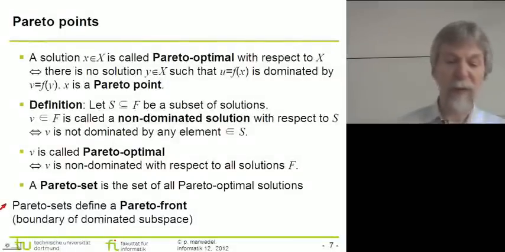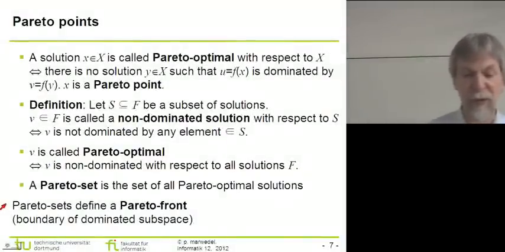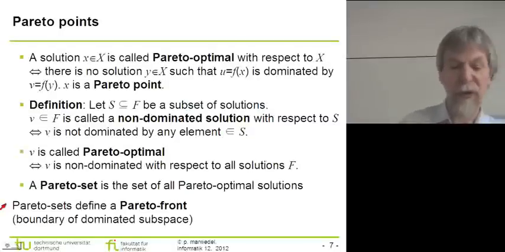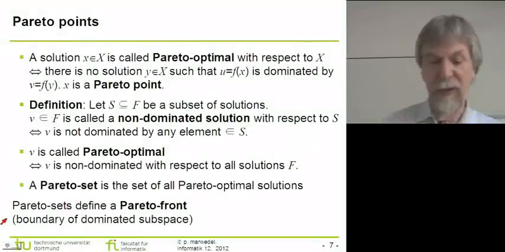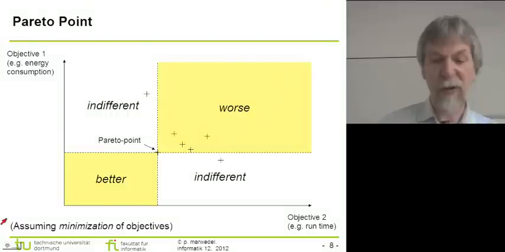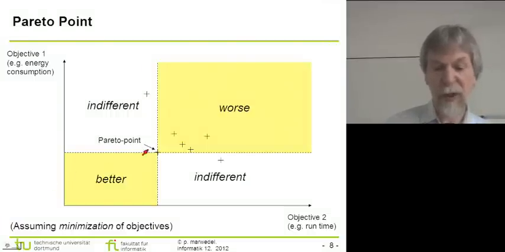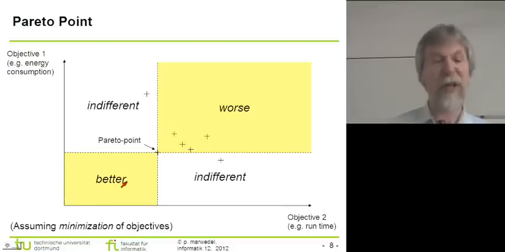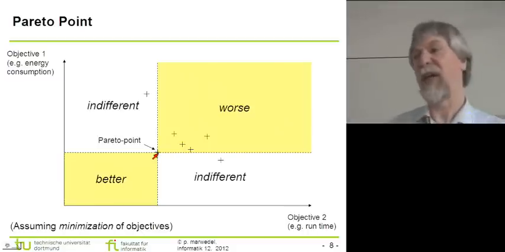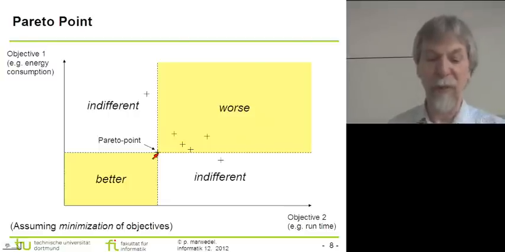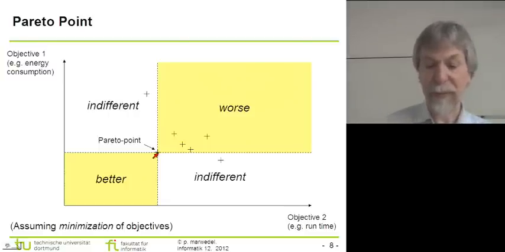In some contexts, we also talk about a so-called Pareto front, where a Pareto front is a boundary of the dominated subspace. So I'm going to show some examples. Over here we see one Pareto point. If we had some design in that area over here, it would be dominating the Pareto point. So then that Pareto point would no longer be actually a Pareto point.